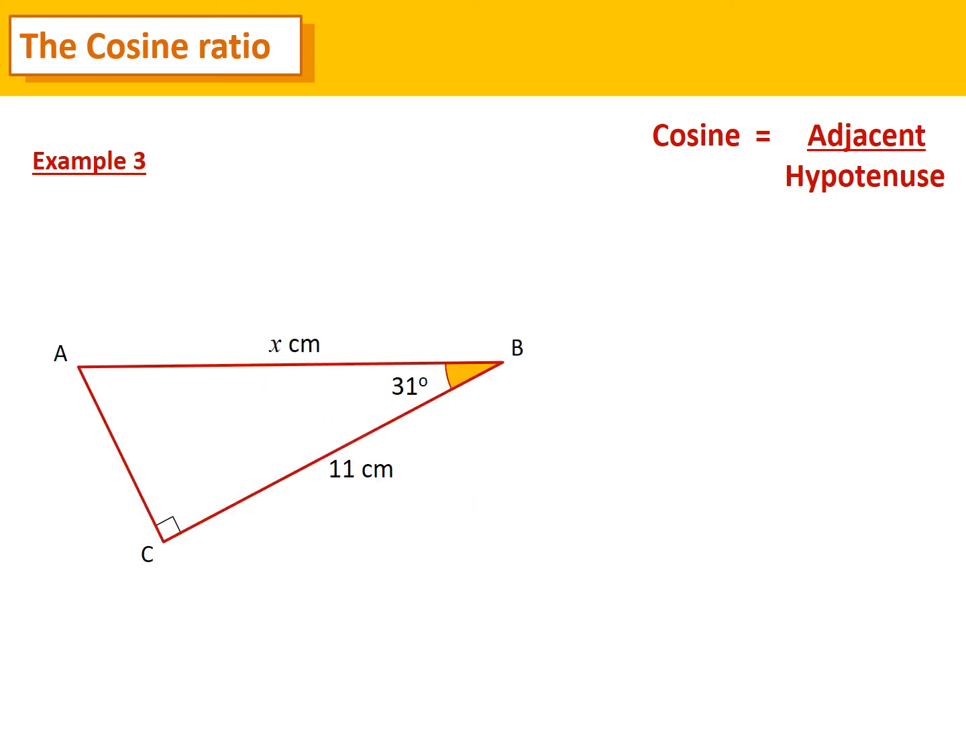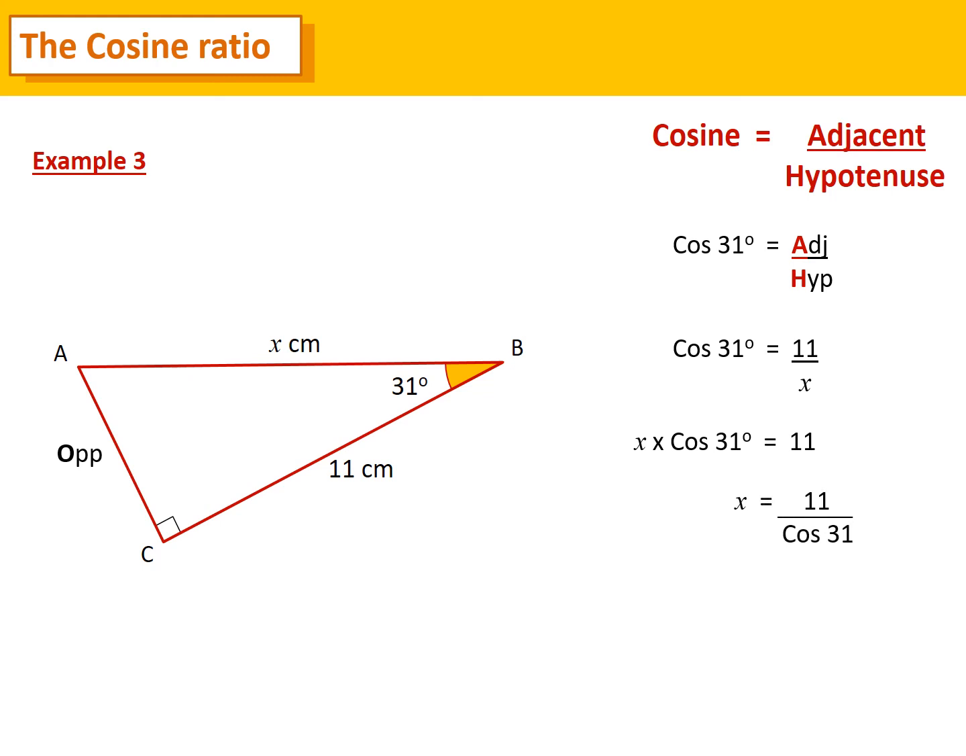On to example 3. There is the opposite side, so we know that x is a hypotenuse and therefore 11 must be the adjacent. So we have cosine 31 equals the adjacent divided by the hypotenuse. That's 11 divided by x. Multiply both sides by x to get rid of the fraction. To leave x on its own, we needed to divide by cosine 31. Type that into our calculator and round off appropriately.